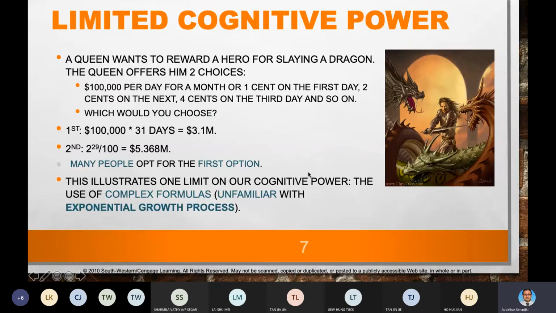Second choice: she will give him 1 cent for the first day. Every day will double. Second day, 2 cents. Third day, 4 cents. Then 8, 16, 32, 64, and continue, for 31 days also. So let's say the queen asks you to choose. Which one would you choose? If you choose the first choice, you are going to get 100,000 times 31 days, and you will get 3.1 million.